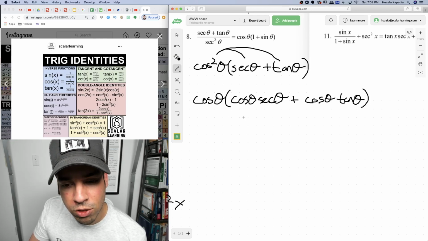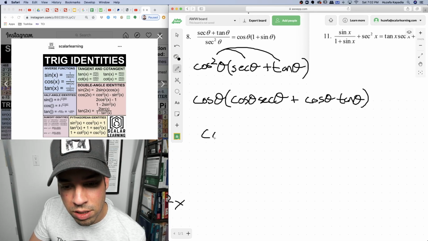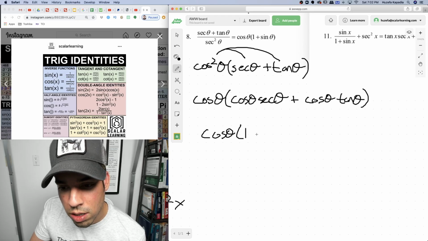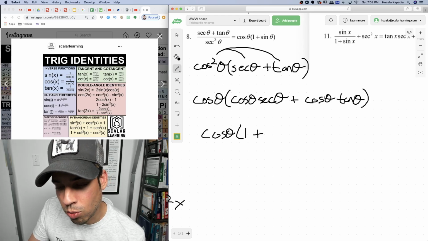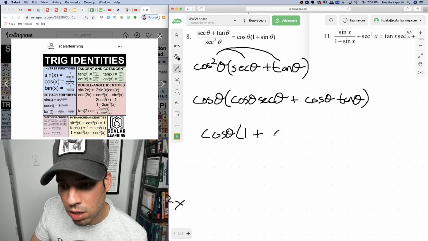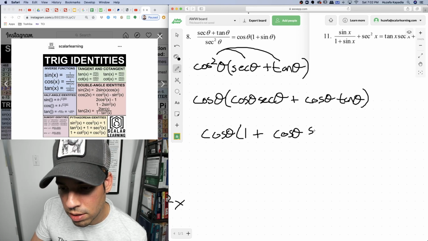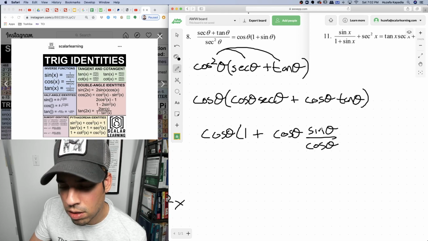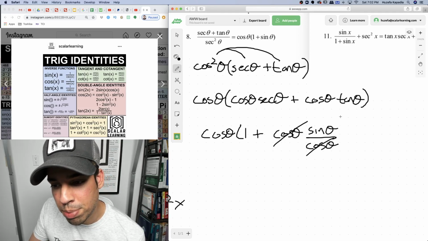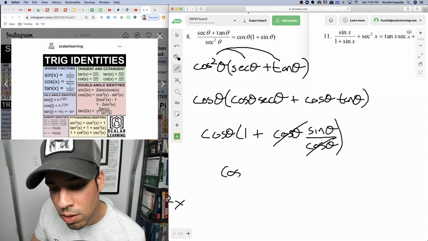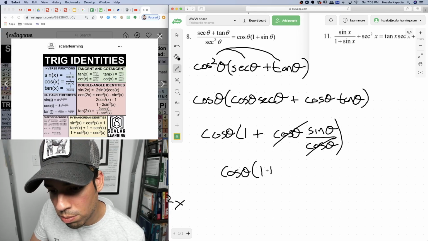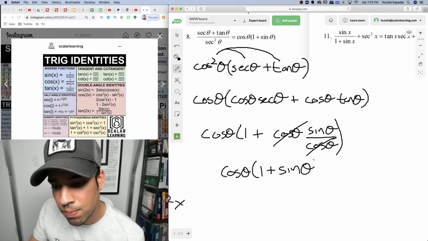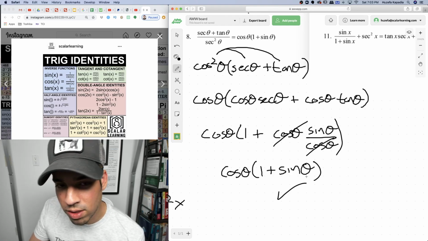Cosine and secant, they're inverses of each other. Anything times its inverse is simply 1. And then what's cosine times tangent? Well, we have to remember that tangent is really sine over cosine theta. These cancel out, and boom, don't forget that parenthesis, boom, we're at our answer of 1 plus sine of theta, which is that side, and we are done.